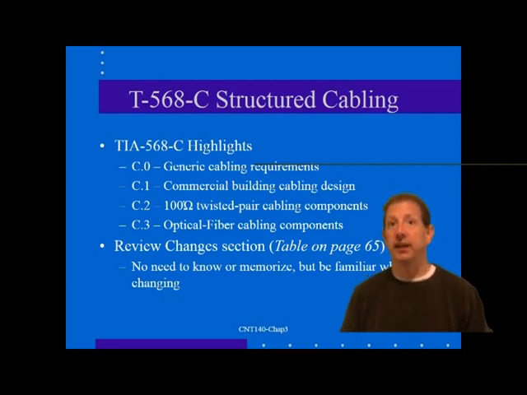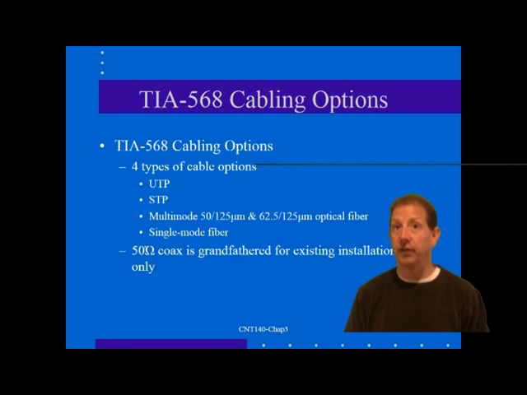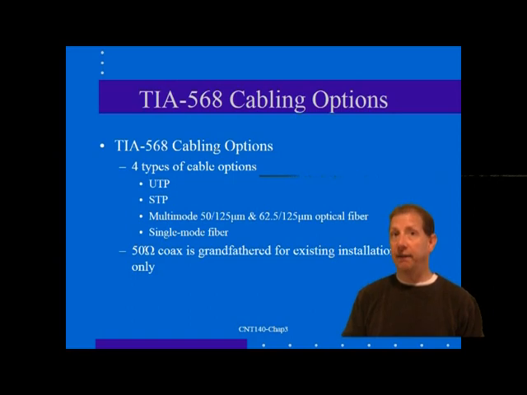Okay, the 568C cabling system actually includes four types of cable options: unshielded twisted pair, shielded twisted pair, multi-mode 50/125 and 62.5/125 optical fiber, and single mode fiber. The 50 ohm coax is grandfathered in to our systems. Right, the EIA-568 component categories.